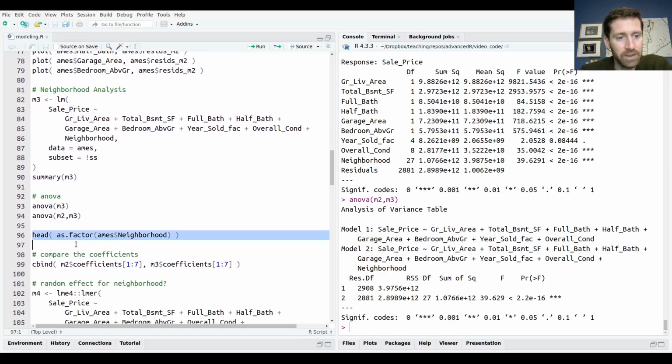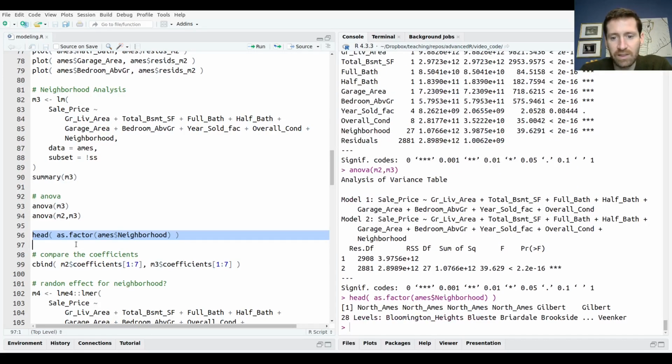Okay. Oh, and this will tell us the baseline. So Bloomington Heights, if you were curious, is the baseline neighborhood.